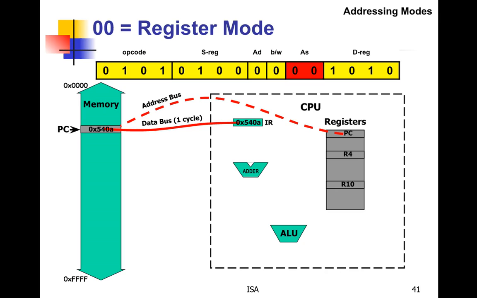So now the instruction register has the machine code in it. So now the program counter needs to be incremented by 2, so it's ready for the next instruction.